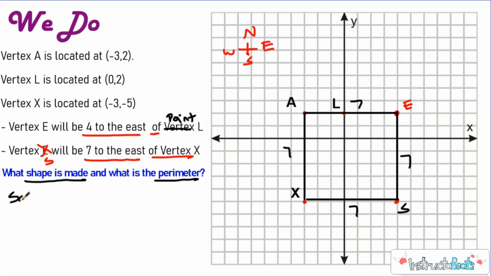So it's going to be more accurate, more descriptive to call it a square. And the perimeter would be 7 plus 7 plus 7, right? Plus 7, which is going to be 28 units is my answer.